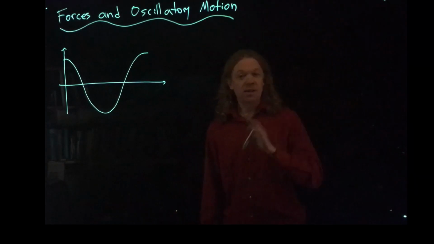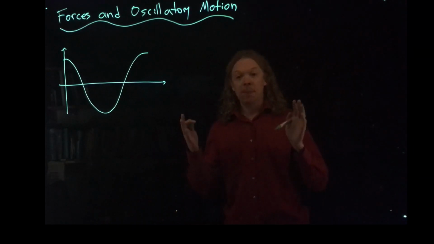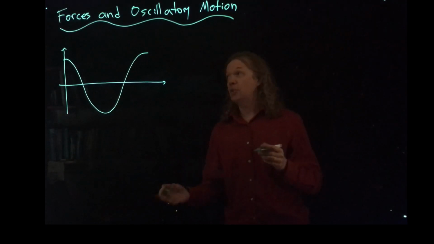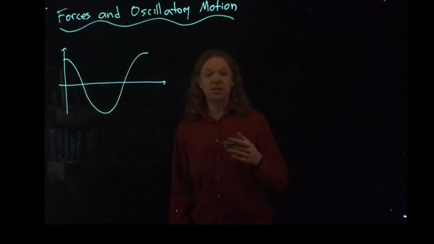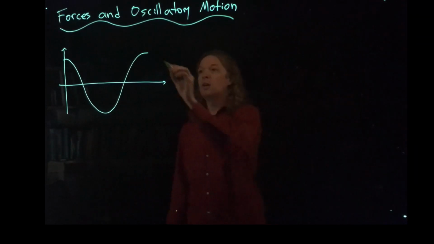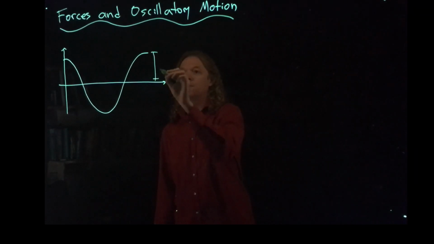All sines and cosines and other trig functions have two basic parameters which are going to affect how we study them. The first one is the amplitude. The amplitude is the distance between the equilibrium position and the maximum displacement. So in that case, that's here.